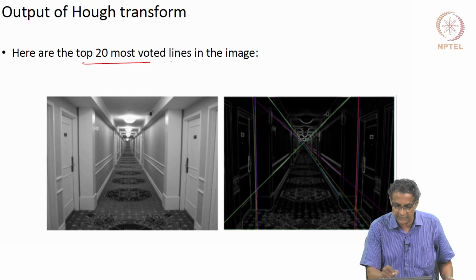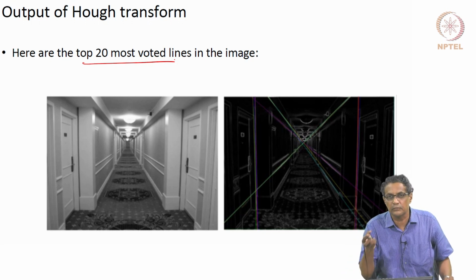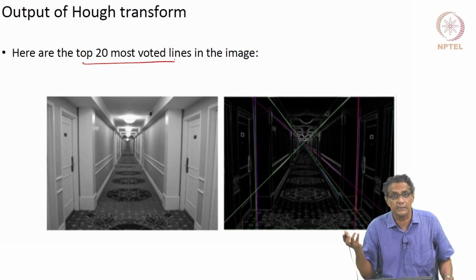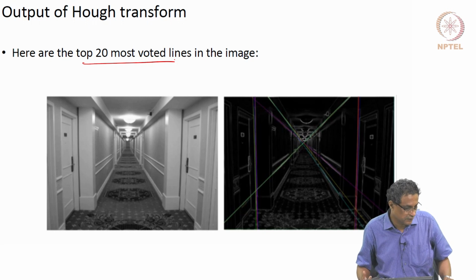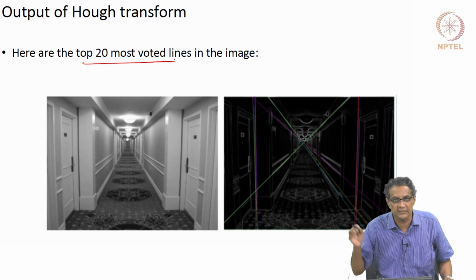So here it says these top 20 most voted lines. You can say, can I have the top 40, and then if you see that too many unnecessary lines are coming, then maybe you will just stop. That's a hyperparameter. You have to do a thresholding somewhere, to say that only these are significant.